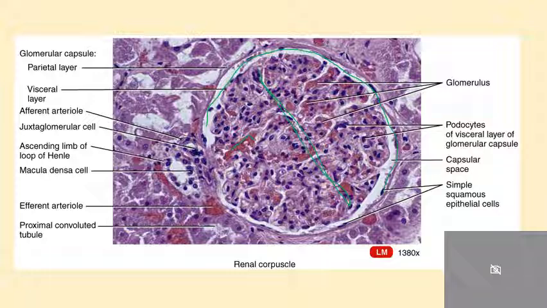Over here, we can see a section through a renal tubule. Later on, we'll talk about what the macula densa is, but this is a portion of the loop of the nephron.